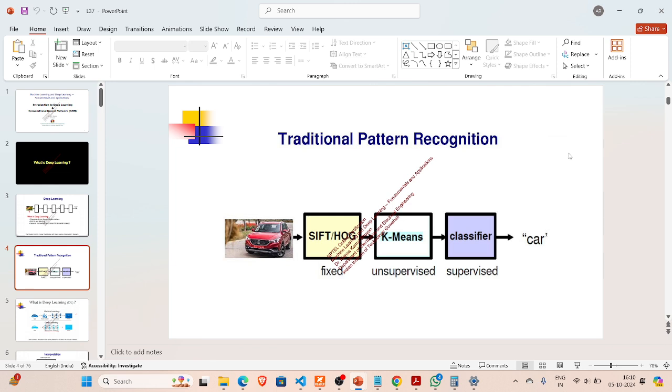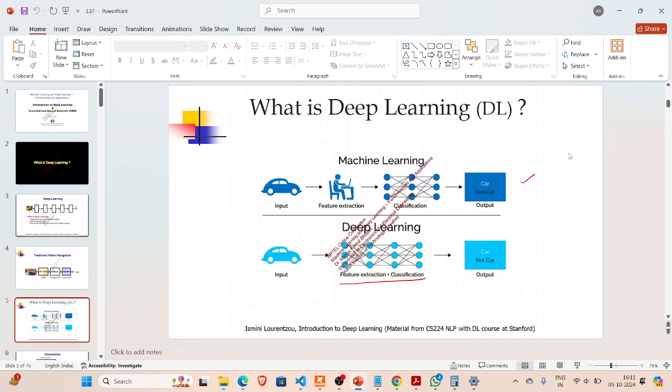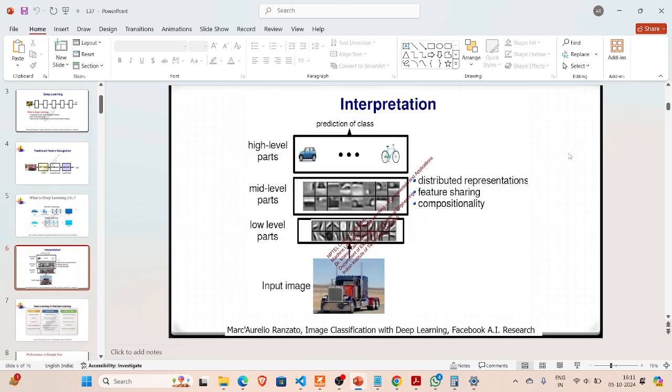So there is a traditional way of doing it, the computer vision way, in which we are identifying the corner features with SIFT or HOG, and then we are using some unsupervised means like k-means, and some supervised means like SVM to classify that as a car. But the deep learning approach is that feature extraction and classification happen simultaneously in the neural network layers, and that is how it is done.